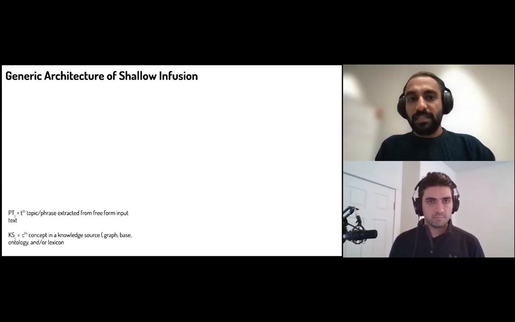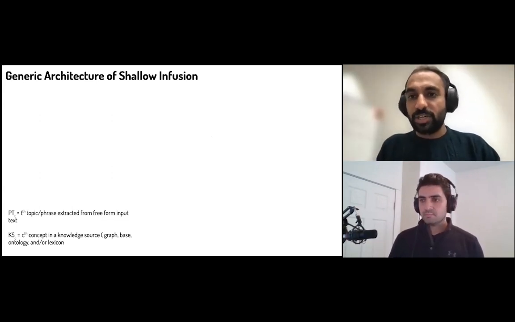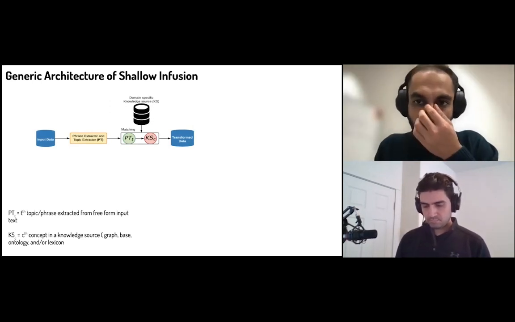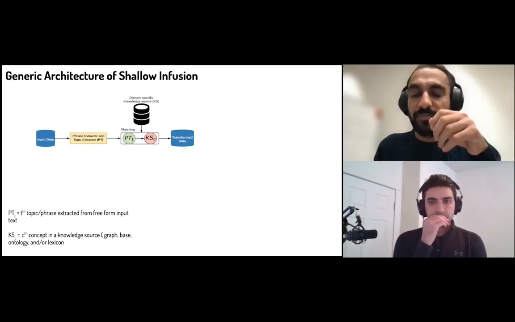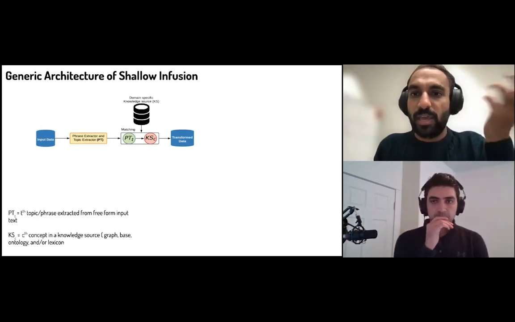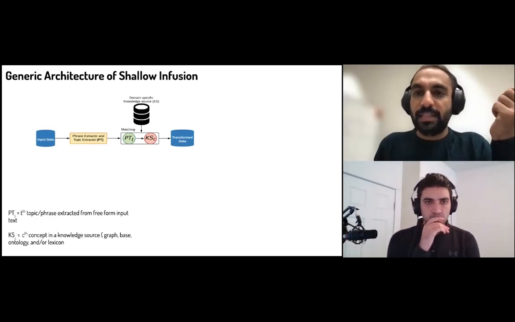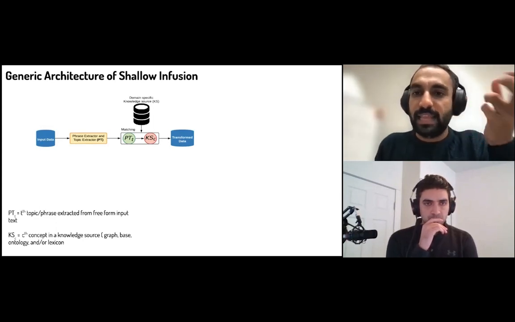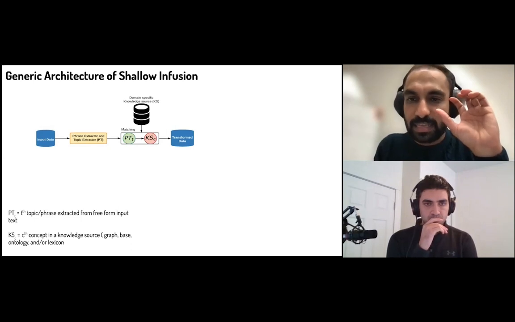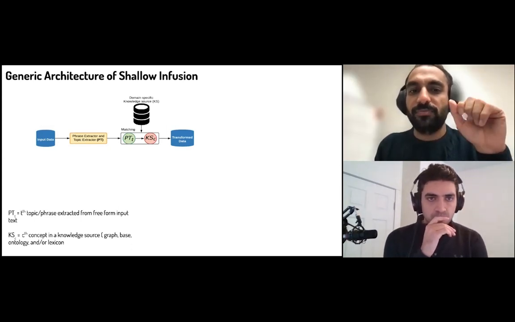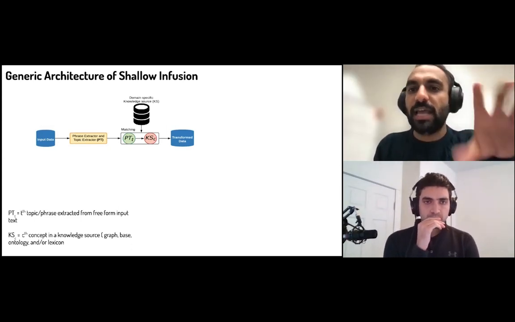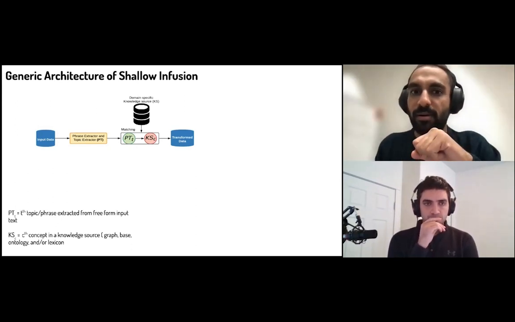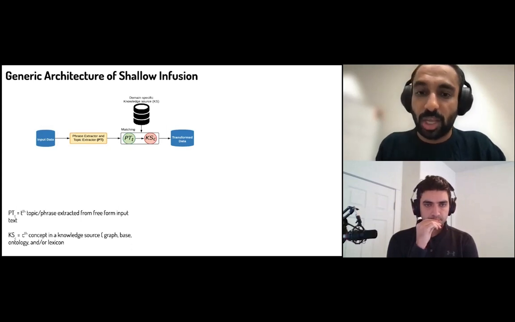So this actually motivated the construction of a generic architecture of shallow infusion. This architecture I'm showing is very much specific to natural language processing, where there is an input data and there is a phrase extractor, a topic extractor, and then there is a simple matching function. In a very simple case, we assume this matching function to be a cosine similarity or a word mover distance, whatever mathematical function that we are thinking of.